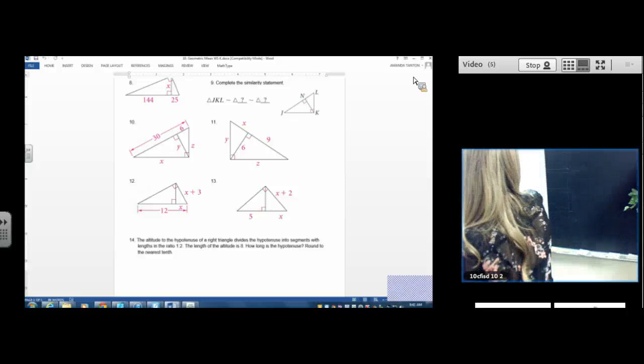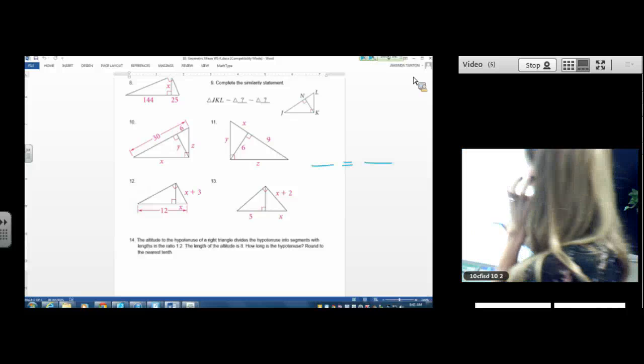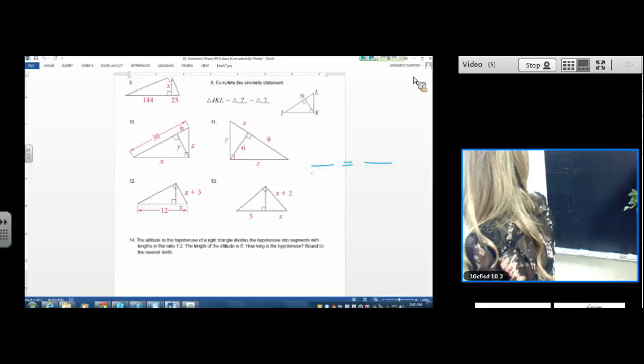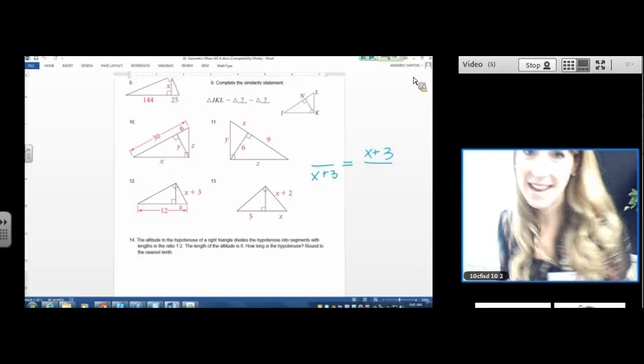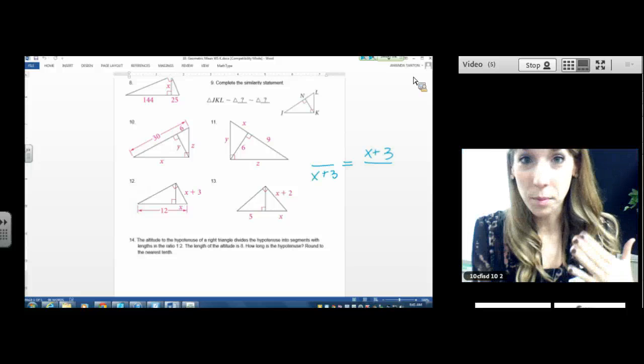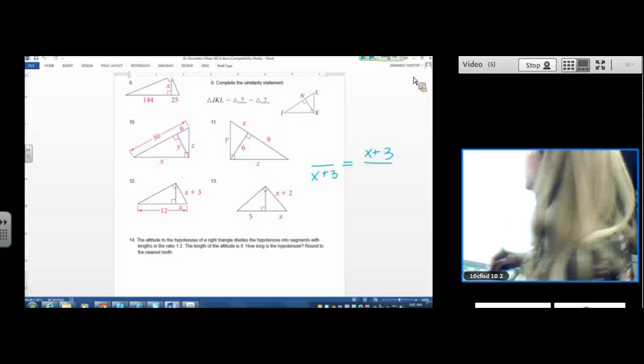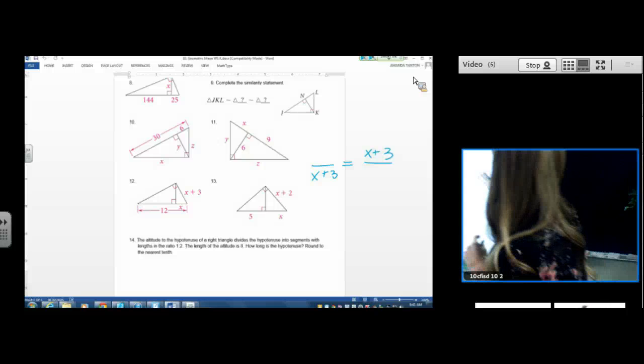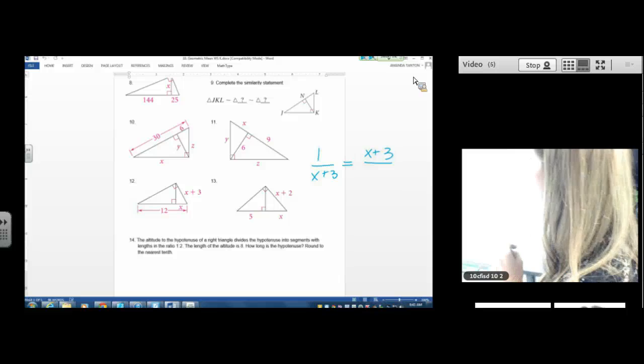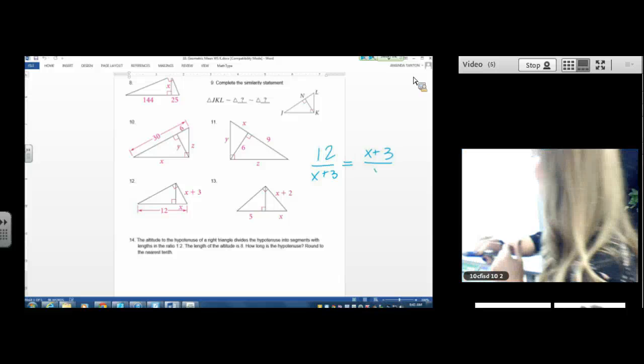I'm not going to write it up here. I know you have it in your notes. So the leg is the geometric mean. That just kind of means that's the one that's repeated twice. The leg is the geometric mean between the hypotenuse and the adjacent segment.